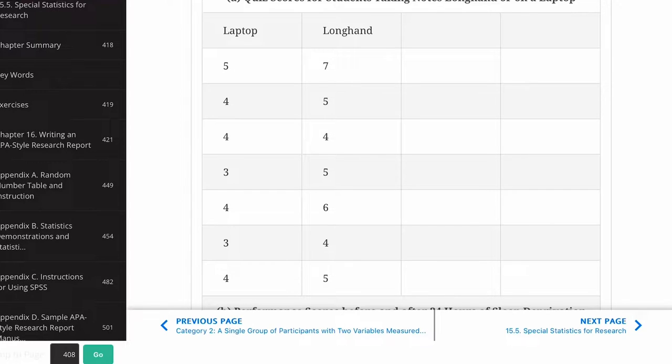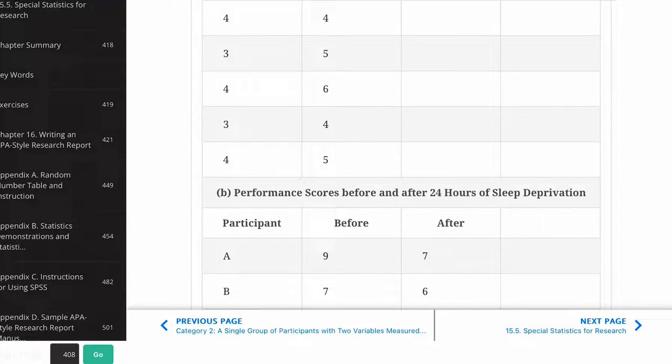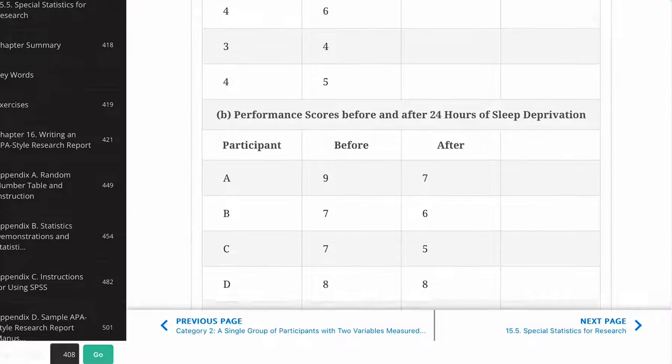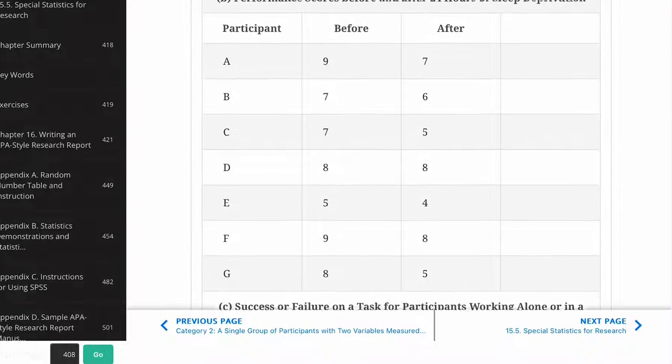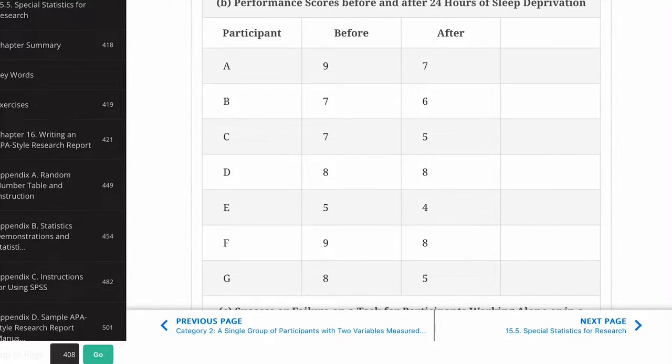Here it would be independent measures because it's a between subjects design, because there's different students in the laptop group versus the students in the longhand group, right? They either took notes on a laptop or longhand. They didn't do both. Although you could structure a study to do that, but that's not what that is talking about there.